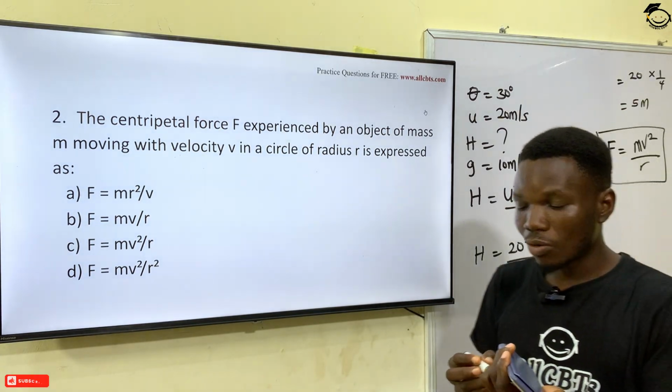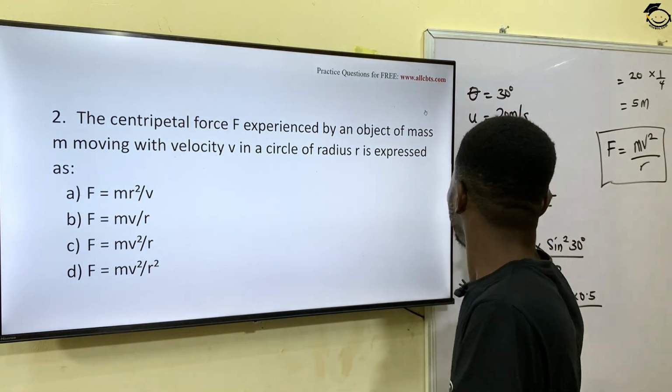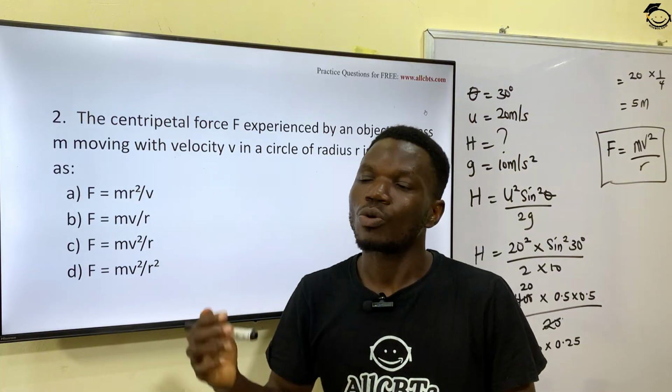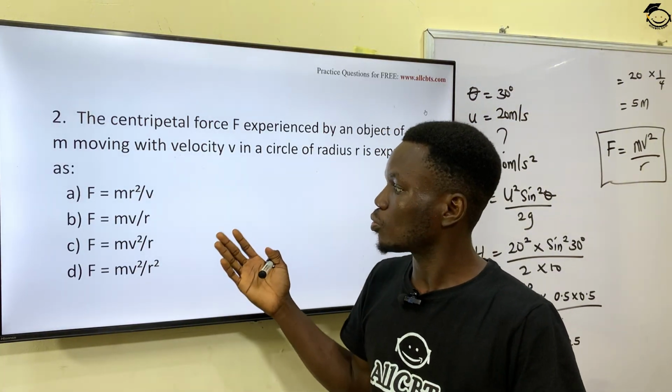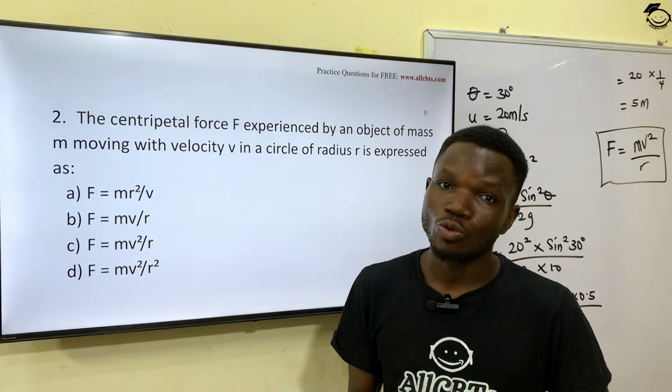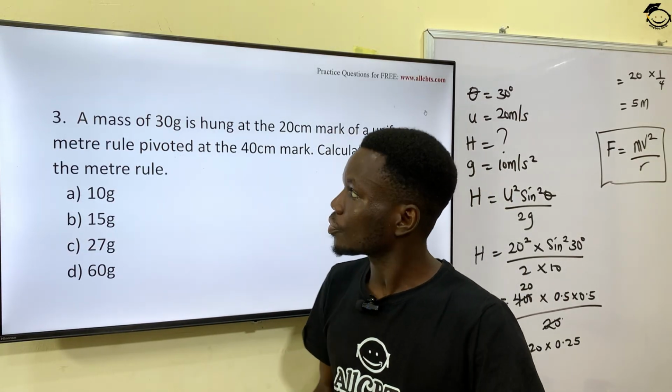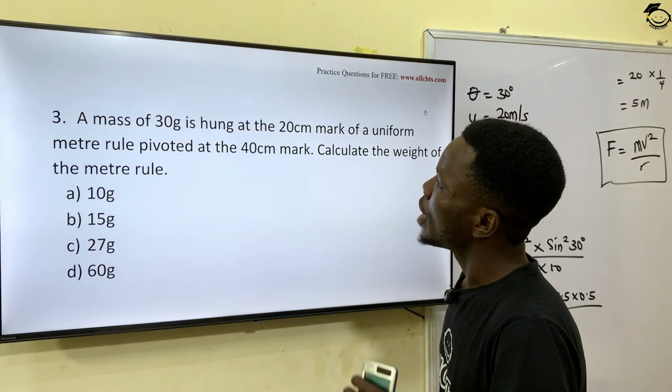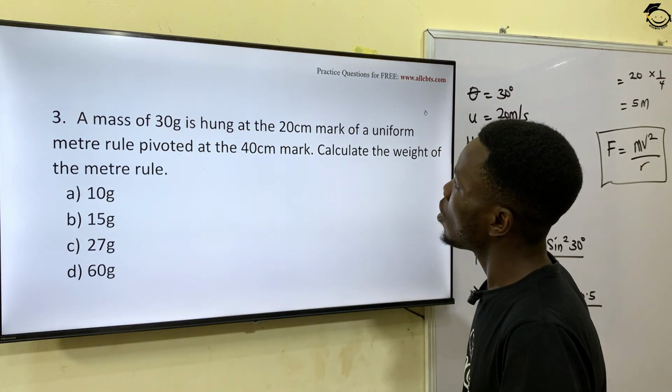So in circular motion, it simply means that our formula is supposed to be what? Mv squared over r. So we look for the option that has to do with mv squared over r, and that is Option C.